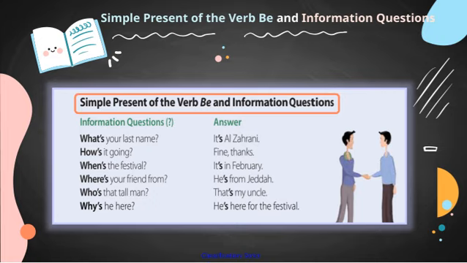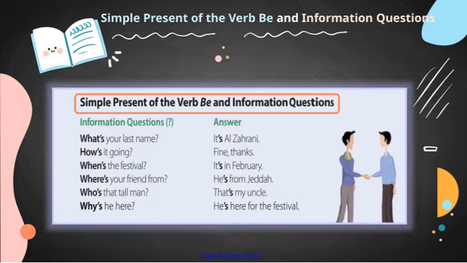When we use the verb be in the present, it changes depending on the subject. For example, I am, you are, he is, she is, it is, we are, they are. Remembering these forms is key because they form the foundation of basic sentences.